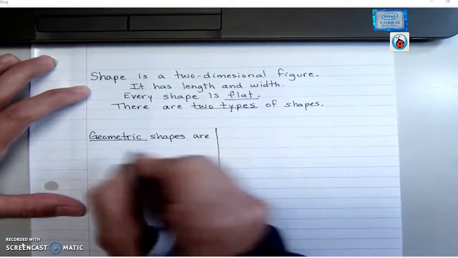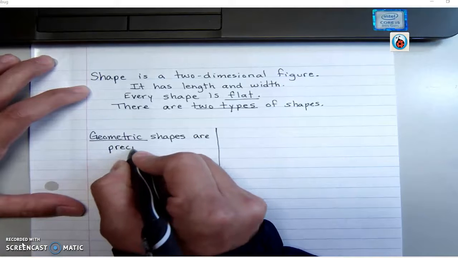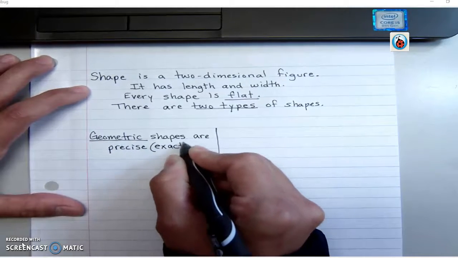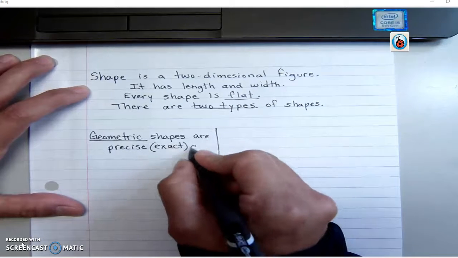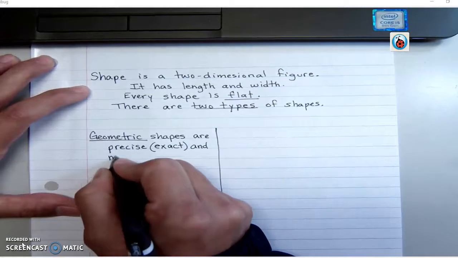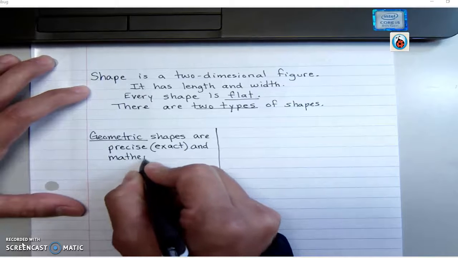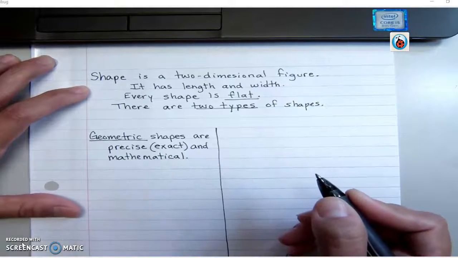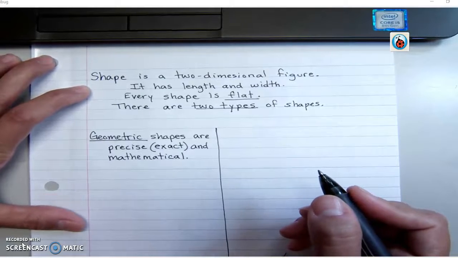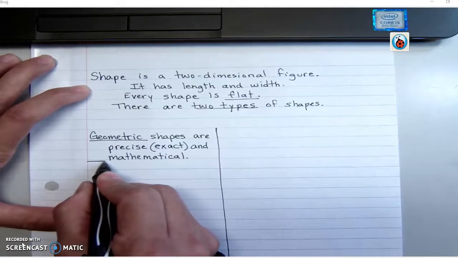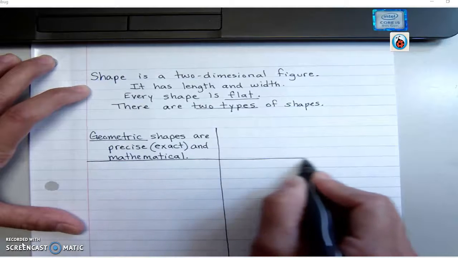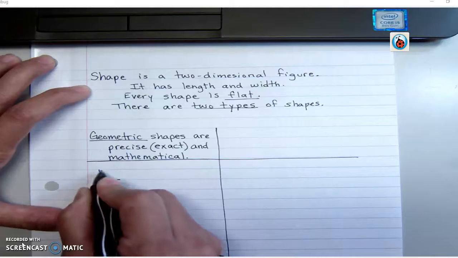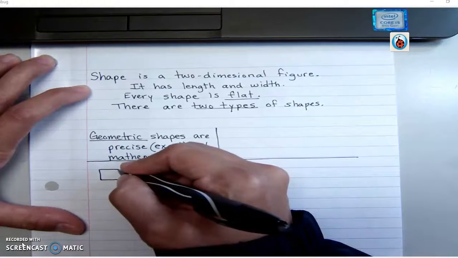these are precise shapes, okay? Precise means exact. These are precise shapes, and they're mathematical. That means you have seen these and heard these in math class before. So geometric shapes are precise and mathematical. Examples of some of these geometric shapes are squares, because a square has to have 4 equal sides in order to be called a square.